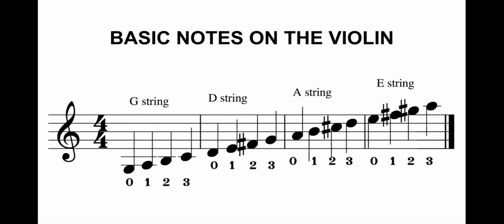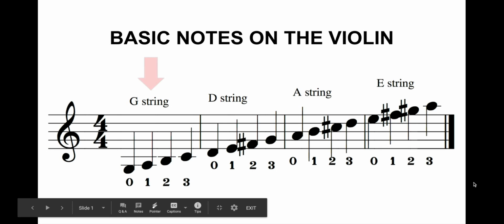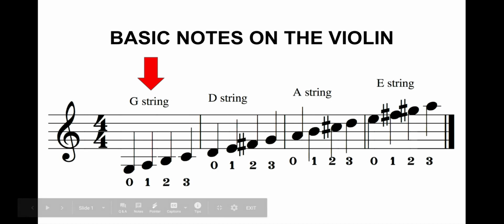Let's talk about the basic notes on the violin. These are the basic notes. You can see on top of each measure the name of the strings. In the first measure, you'll find the notes that can be played on the G string.